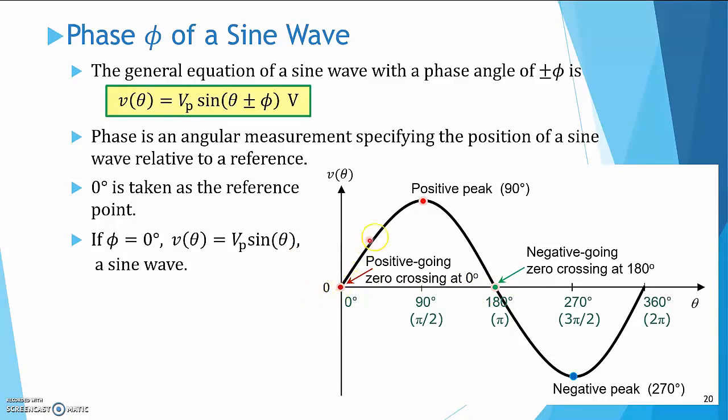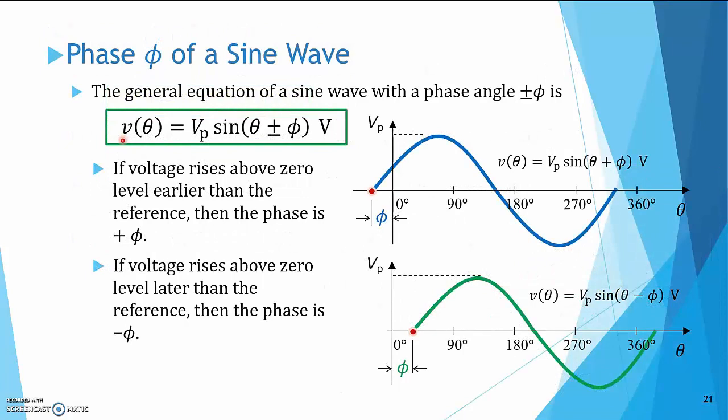When we draw a waveform, we draw it from left to right. At 0 degree, the waveform is crossing 0 and becoming positive in value. That's why this point is called positive going zero crossing point. When the waveform reaches 180 degrees, the waveform is crossing 0 and becomes negative in value. Therefore, this point is described as a negative going zero crossing point.